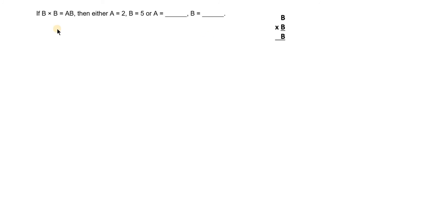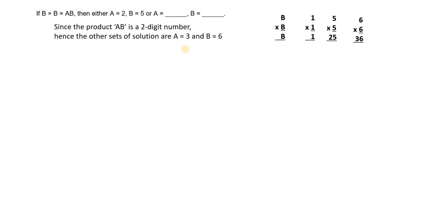Now, seeing this, b into b is the unit place numbers being multiplied. When you write it in vertical form, you write b into b equals b. But in the product there is a in the tens place also. But we are considering only the unit place, b into b equals b. So what are the possibilities here? There are three possibilities: 1 into 1 equals 1, 5 into 5 equals 25, and 6 into 6 equals 36. Therefore, b can take the values 1, 5 or 6.